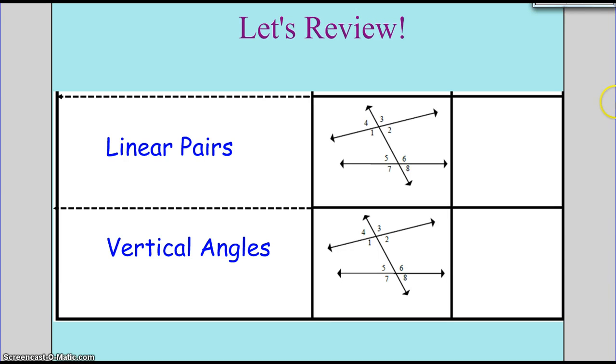Okay, so today we're going to talk about transversals. In order to know what a transversal is or how to use it, you have to remember what a linear pair is. Remember that a linear pair is angles that are adjacent and supplementary.